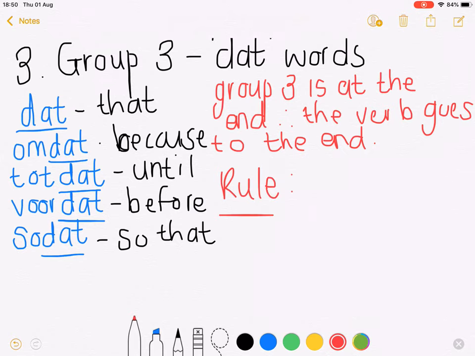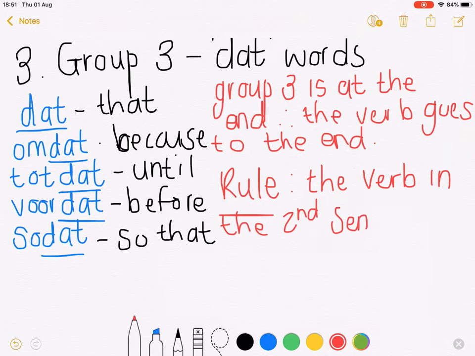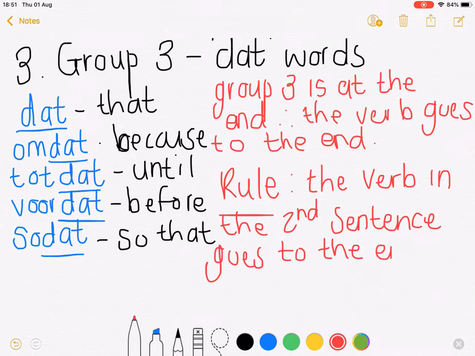Sentence 1 stays the same. The only change, like stated with the little quirk, is the verb in the second sentence goes to the end. The conjunction will still go to the middle of the two sentences, just like the other groups. Right, let's have a look at our example.